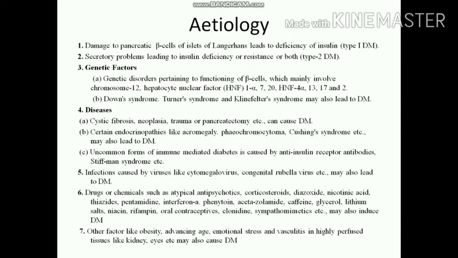Okay, this is what: first, for type 1, it is beta cell destruction. For type 2, it is secretory problems of the beta cell. Next are genetic factors, disease and infectious viruses which can cause the DM, and drugs and chemicals, and other factors like obesity, advancing age, emotional stress, and vasculitis in highly perfused tissue like kidney, eyes, etc. may also cause the DM.